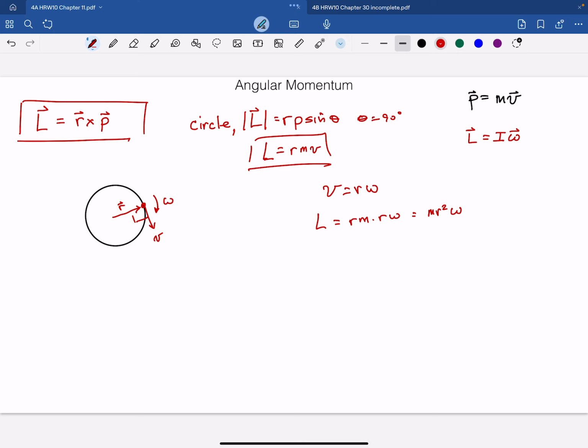Anybody remember? It's moment of inertia. It's like the base definition of moment of inertia for a particle, right? And so again, here we are at moment of inertia times omega. So all three things that you see in boxes on this screen are the same thing, as long as we are talking about circular motion.